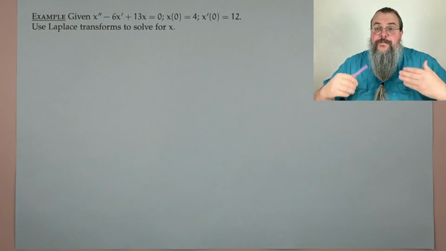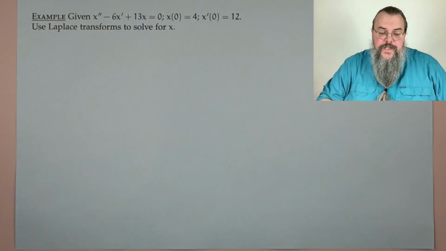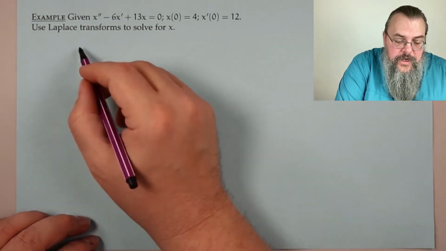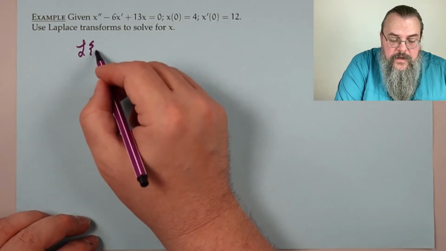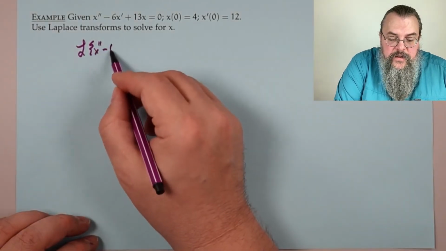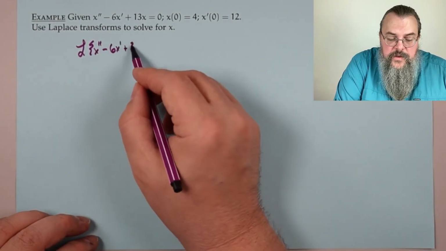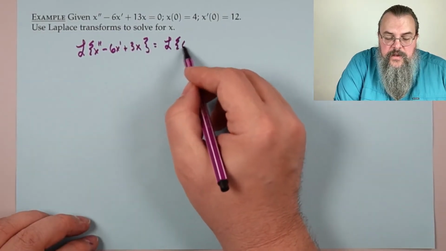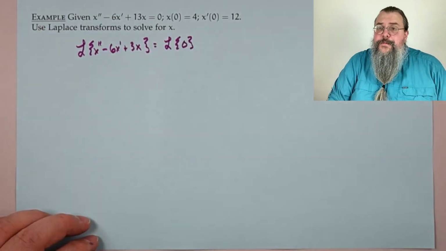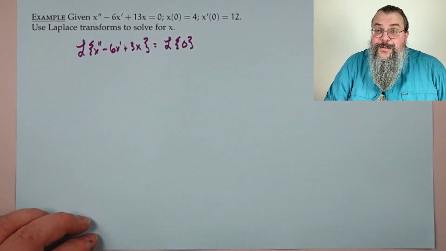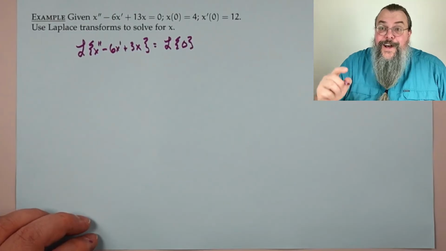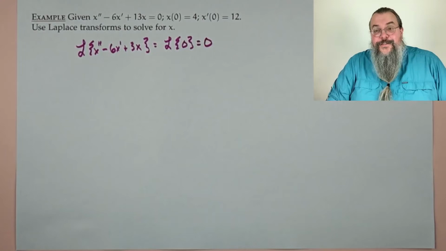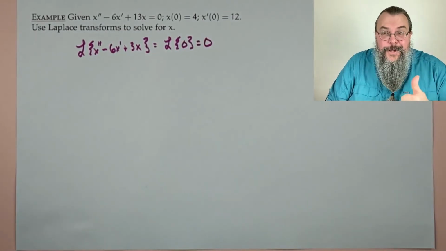Okay, so remember the first step. Run the process by taking the Laplace transform of both sides. So we're going to do the Laplace transform of x double prime minus 6x prime plus 13x. And we're going to say that's the Laplace transform of 0. Now we haven't mentioned this before, but what is the Laplace transform of 0? It's 0, right? It's what you think it is. 0, you're a friend. We like you.